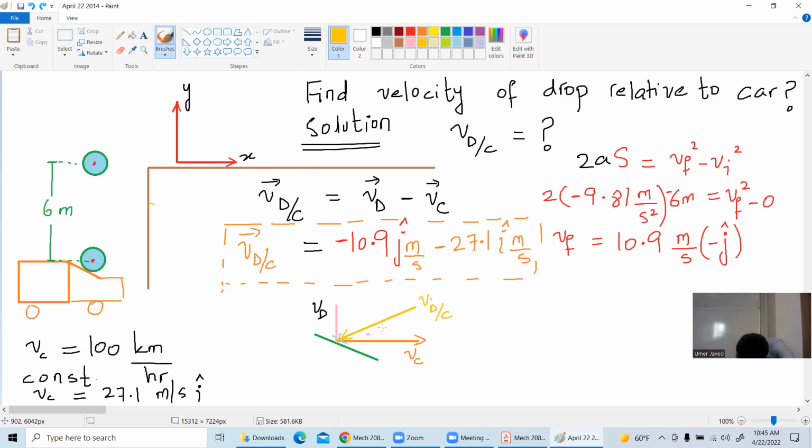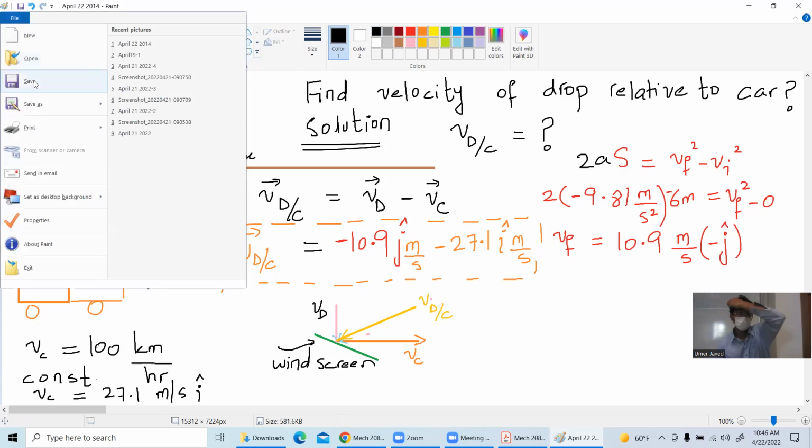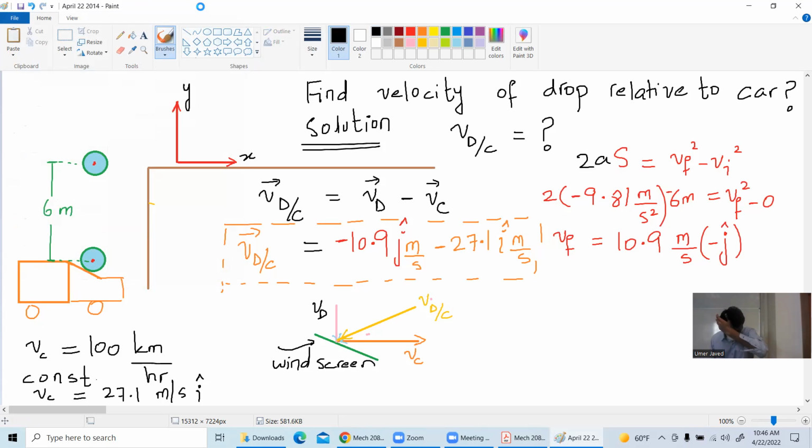Yes, it makes sense. So this is your screen for students who are getting confused. This is the windscreen. And the driver who was casually driving the car will see the ball approaching like this. Done? Questions? I went a little fast because I thought it is an easy example.